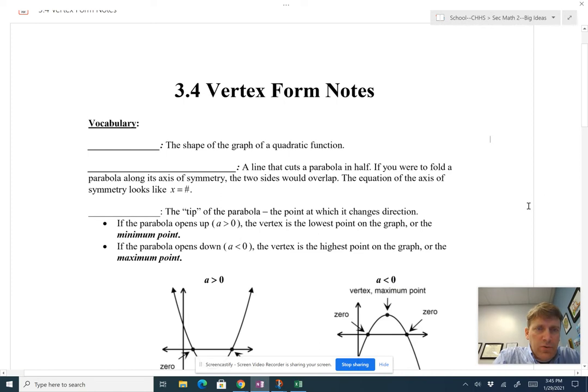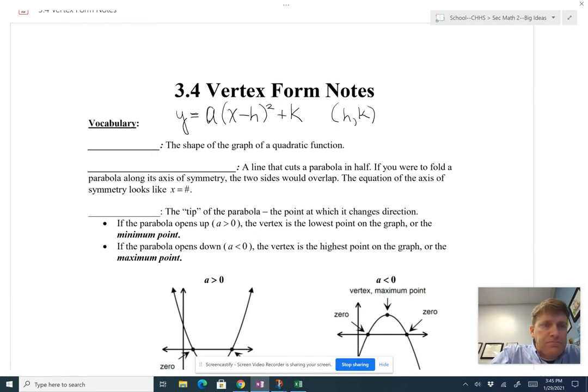The general form of the vertex form is y equals a times (x minus h) squared plus k, and the vertex is at the point (h, k). We'll see what that means a little better as we work through the examples.